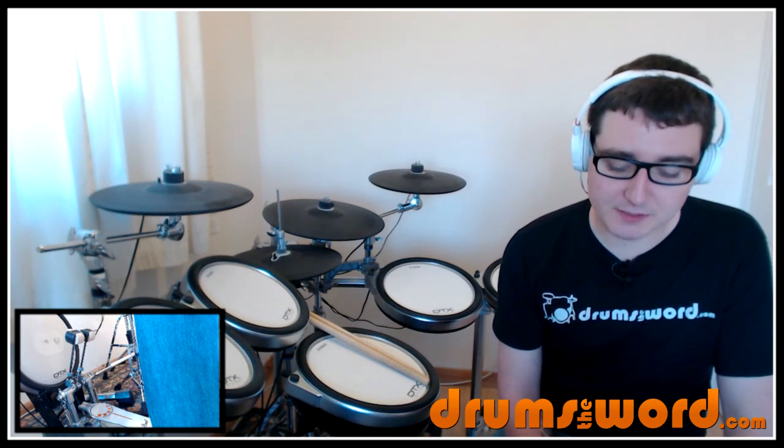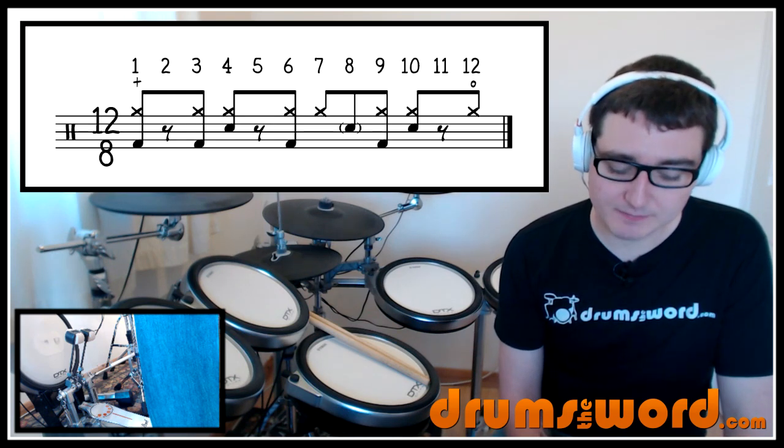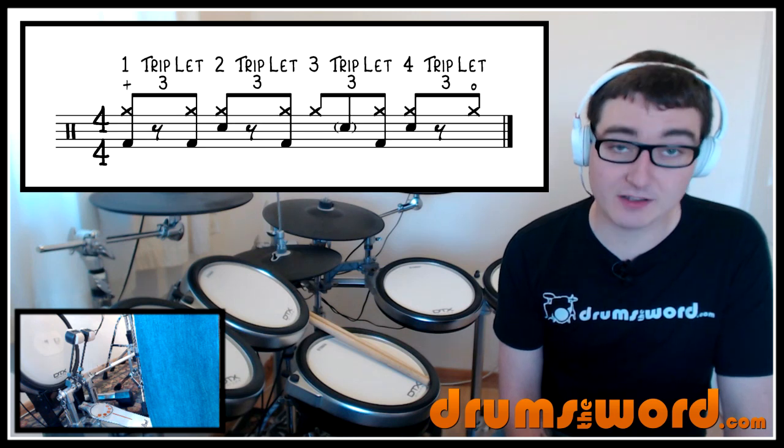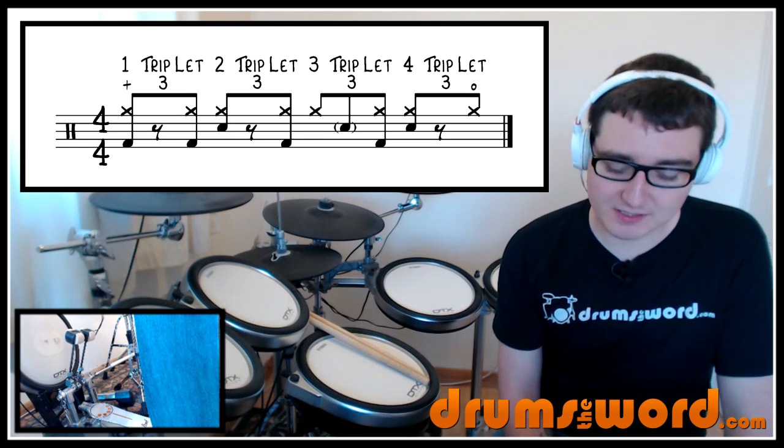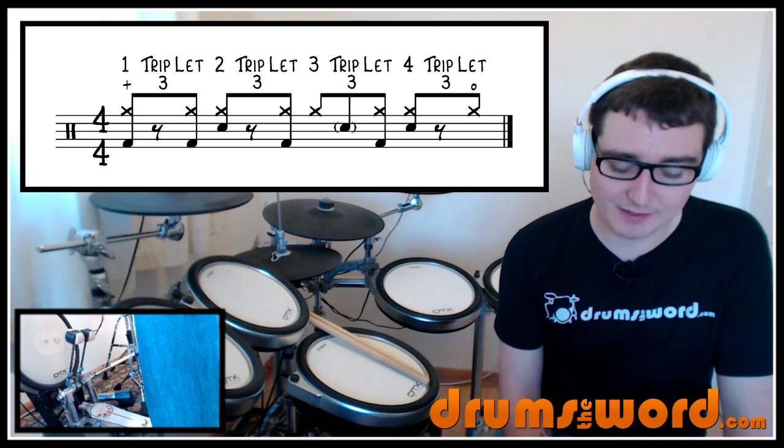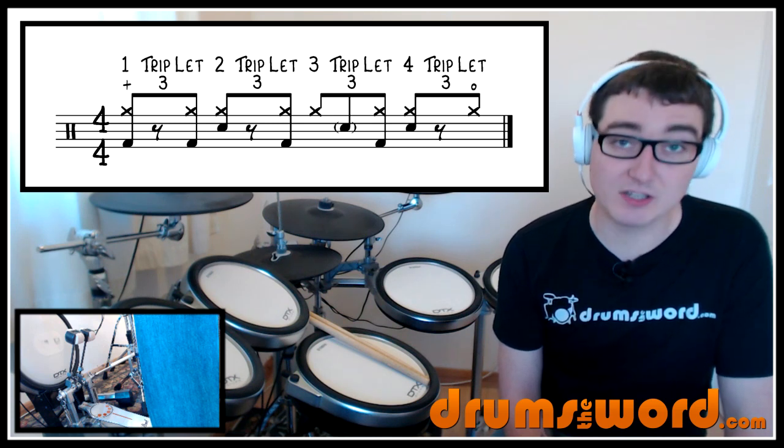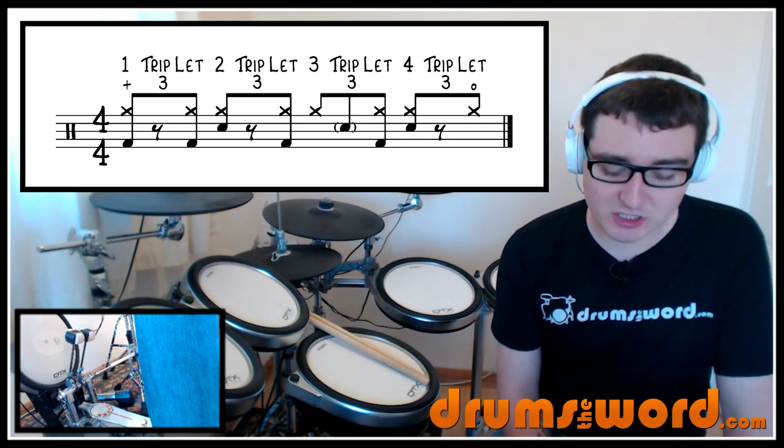So it doesn't matter whether this drum beat is written in 12/8 or in 4/4 using eighth note triplets. Both bars sound and are played exactly the same. The only thing that's different is the way it's written and counted. Speaking of which, let's have a listen.